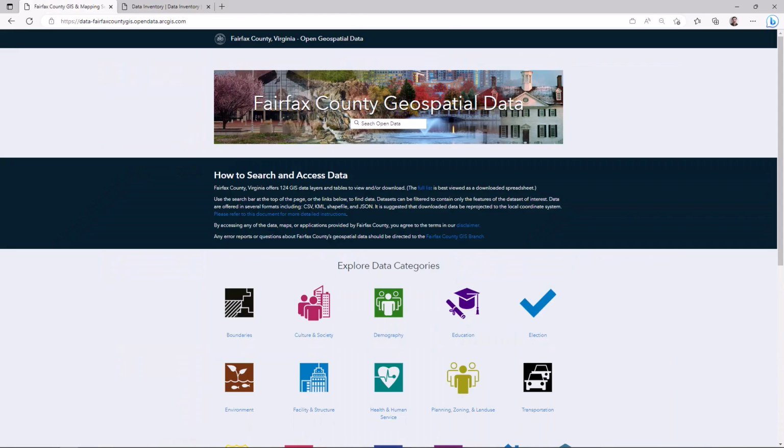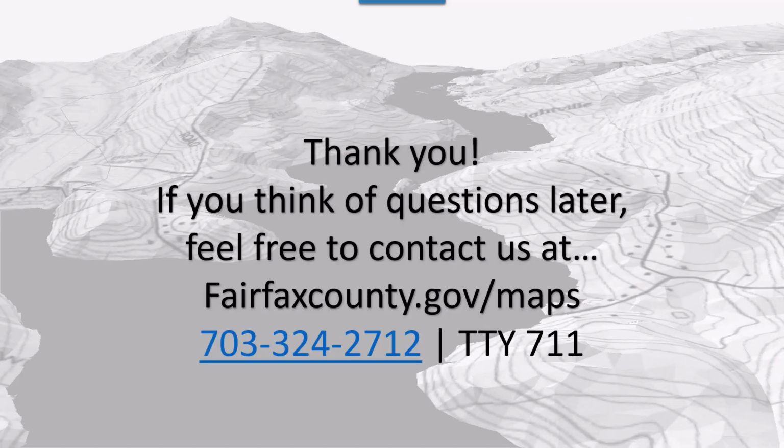Or maybe you want to download that county data yourself to use in your own geospatial tasks. Well, head on over to our Open Geospatial Data portal to explore more than 100 different data layers and tables that we make available to the public. We make all this available to empower yourselves for your mapping needs.